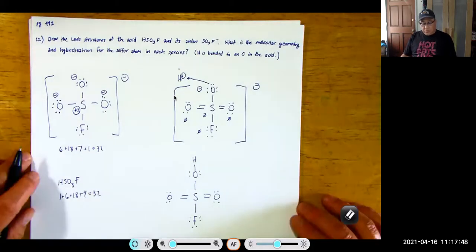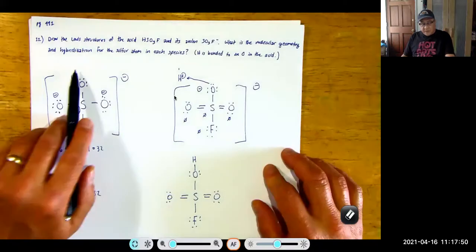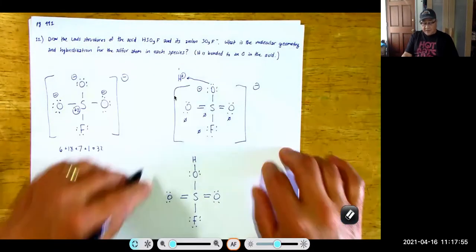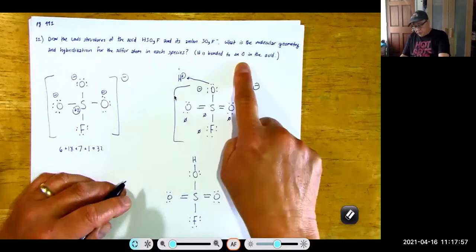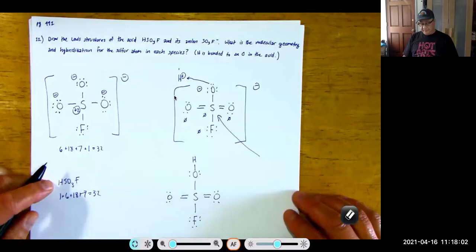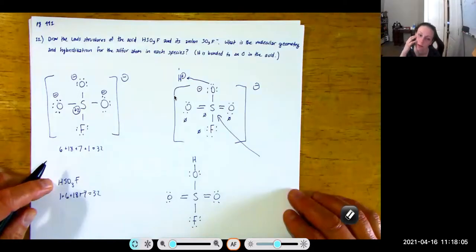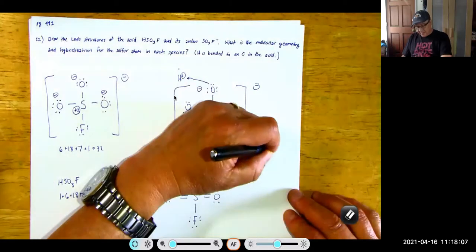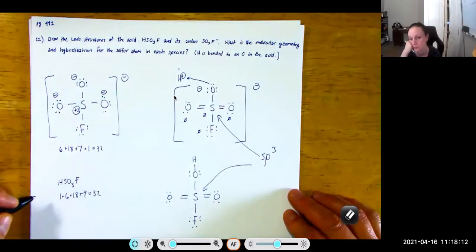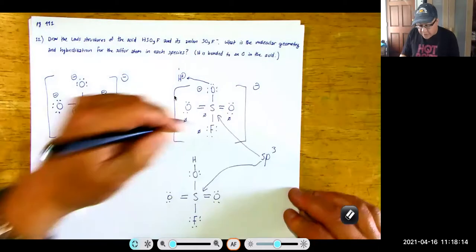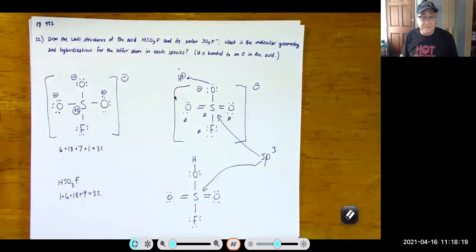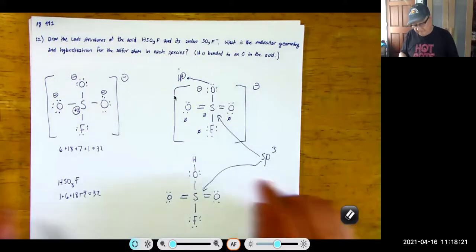Okay. What's the molecular geometry and hybridization for the sulfur atom in each species? And notice they tell us oxygen is bonded to hydrogen. So what's the hybridization for that sulfur? sp3. And how about here? Well, it's the same. So the hybridization doesn't change because the reaction occurs outside of that atom, away from the atom, not on the atom.